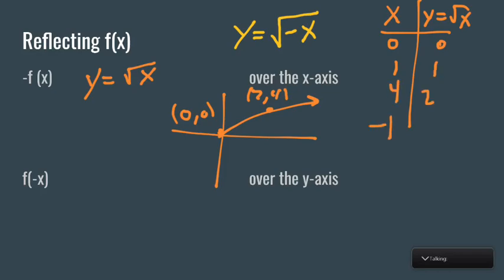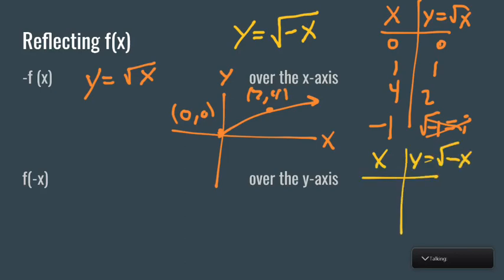Now if I plugged in negative 1, it would be the square root of negative 1, which is i, and it's not a real number. So we wouldn't graph that on our real coordinate plane. Remember, the x-axis and the y-axis are real number lines. Now the opposite happens with y equals the square root of negative x. The square root of 0 is still 0, so I plot that point there. But if I plug in 1, I'm going to get the square root of negative 1, which is i, so there's nowhere to plug in a point here.